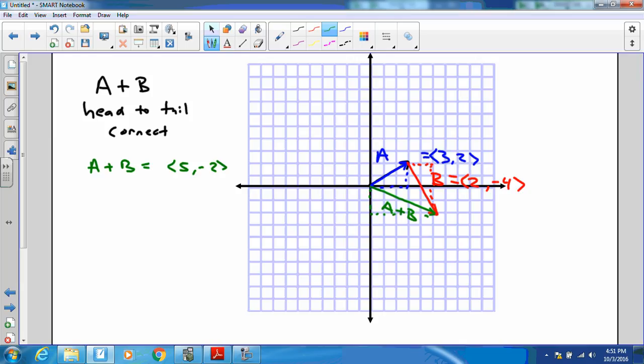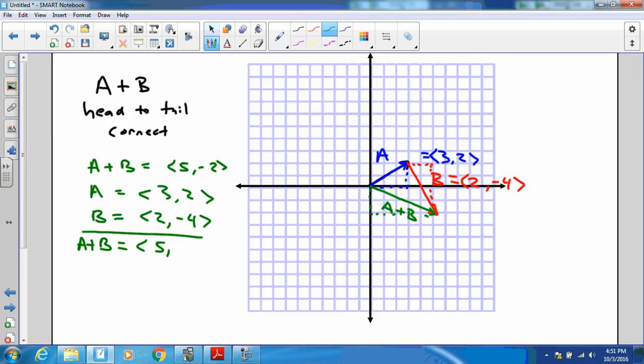But if we add them algebraically, we get the exact same result, which is really nice. A plus b should be the sum of the components. So we get 3 plus 2 is 5, and we get 2 plus negative 4 is negative 2. So whether we do it geometrically or algebraically, a plus b comes out to 5, negative 2.